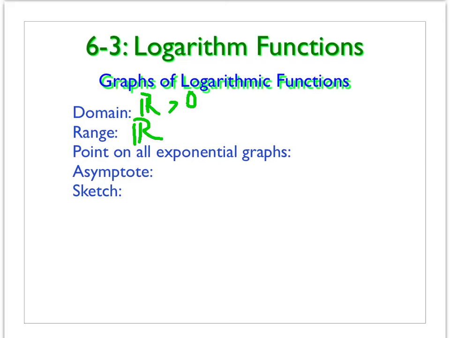Alright? If the point 0, 1 was on every exponential graph, then what point is on every logarithmic graph? 1, 0. Okay? If the asymptote y equals 0 was on every exponential graph, then what asymptote is on every logarithmic graph? X equals 0. Everything was the opposite.